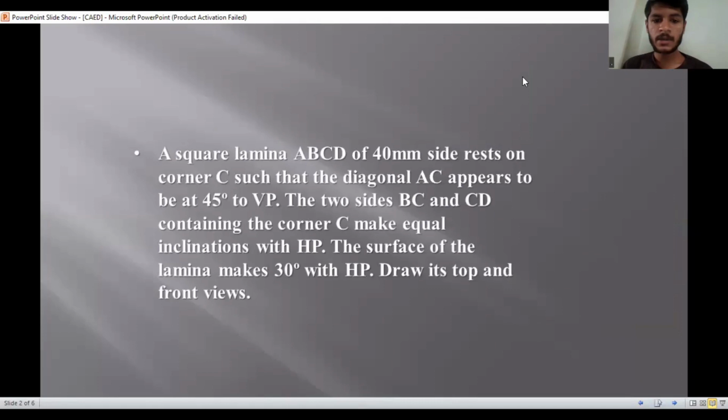A square lamina ABCD of 40 side rests on corner C such that the diagonal AC appears to be at 45 to VP. The two sides BC and CD containing the corner C make equal inclinations with HP. The surface of the lamina makes 30 with HP. Draw its top and front views. And now let's move on to the projections.